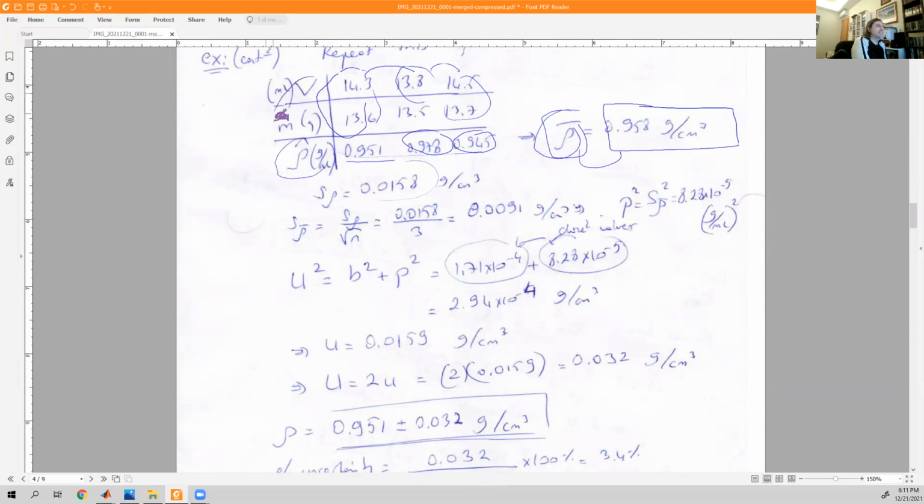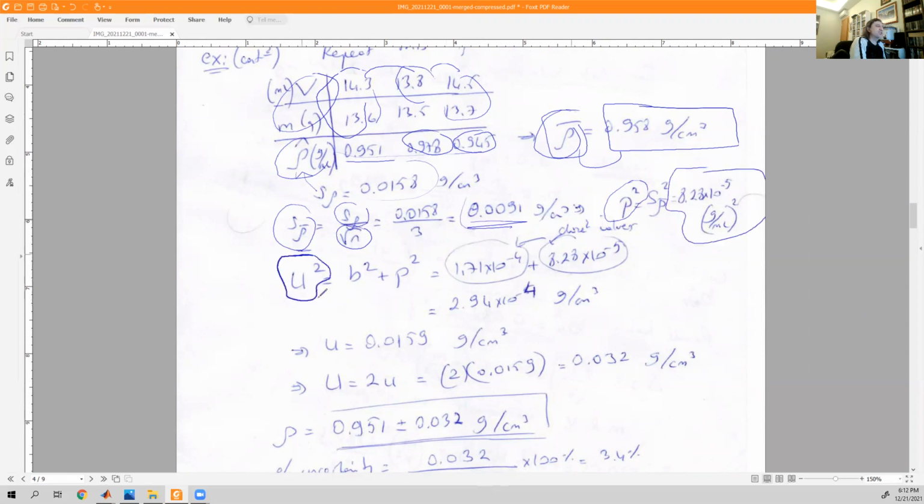Note that I do not find the standard deviation here on these variables. I find only the standard deviation on the resulting computed variable that I'm interested in. Then I divide the standard deviation by square root of n to find the standard deviation of the average, which is found here. So what I call P square, the uncertainty square related to precision, is going to be equal to the sample variance of the average density. So I take the average of this value and I find this value.